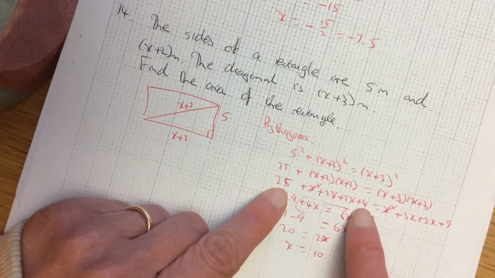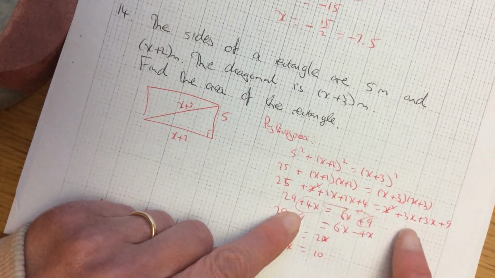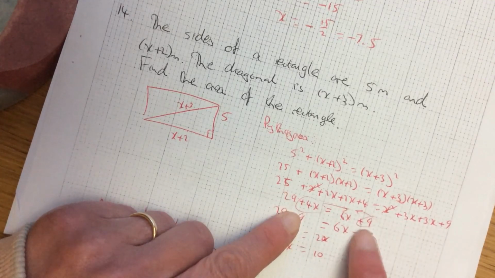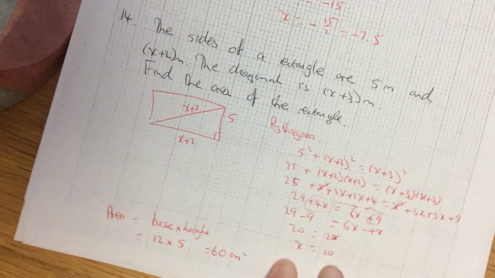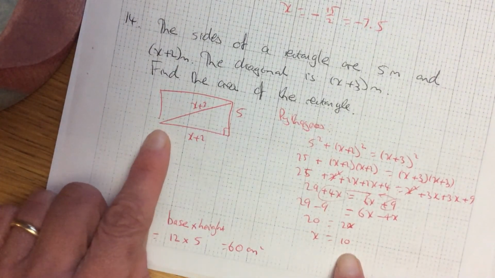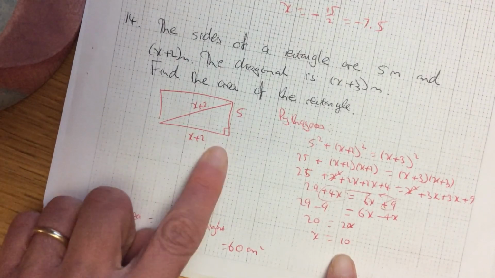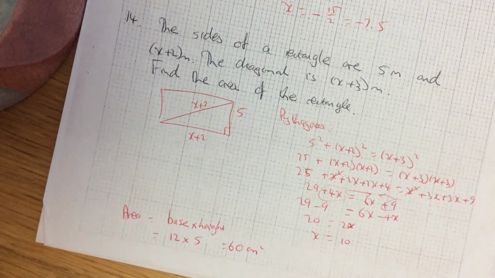Tidying up this side, you've got 29 plus 4x equals 6x add 9. So letters one side, numbers the other. You get x to be 10. But the question wants the area. So if x is 10, the base is 12. So the area is 12 times 5, 60.